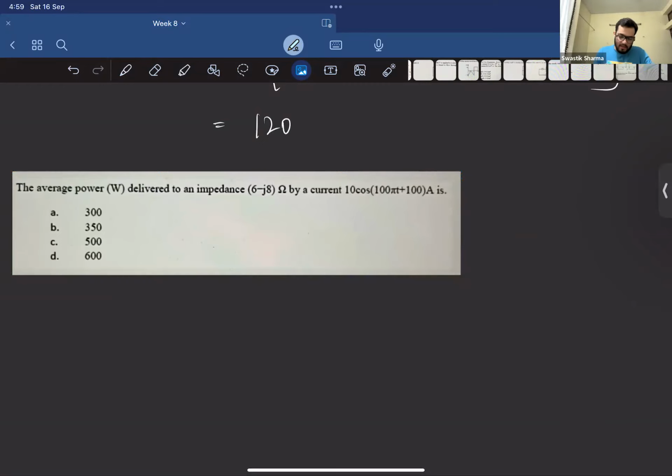In the next question, we are asked to find the average power delivered to an impedance 6 minus j8 ohms by a current of 10 cos(100 pi t plus 100) amperes. How can we solve this question? Can anyone tell me?